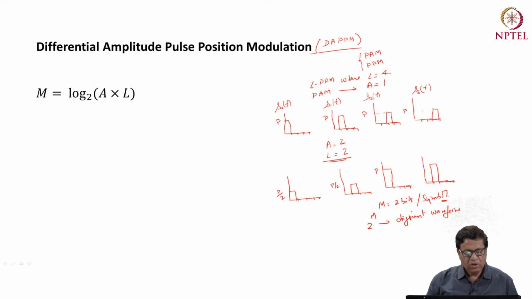So M will be log 2 of A cross L, where A is the number of amplitude levels and L is as defined by the slots, that is the positions in the symbol. So M is equal to log 2 of A into L. If I take this case, this becomes log 2 of 2 into 2, that is log 2 of 4, which is 2. So M is equal to 2 bits per symbol. And similarly in this case, log 2 of 4 into 1, which is again log 2 of 4, so M is equal to 2 bits per symbol.